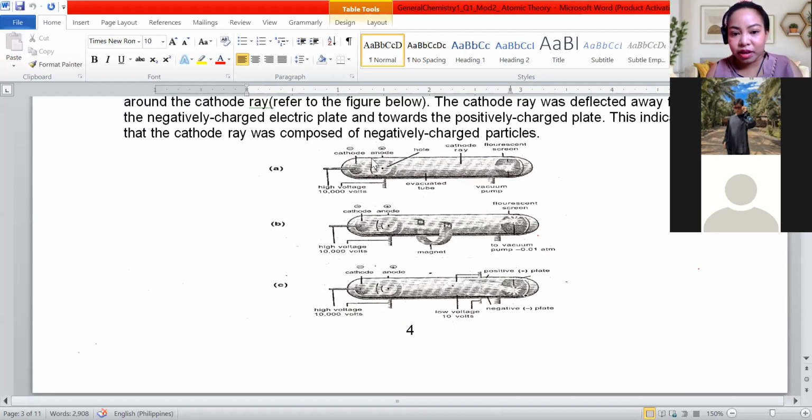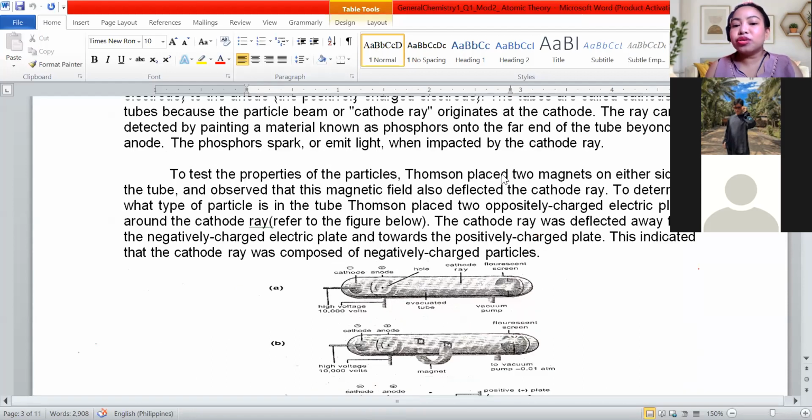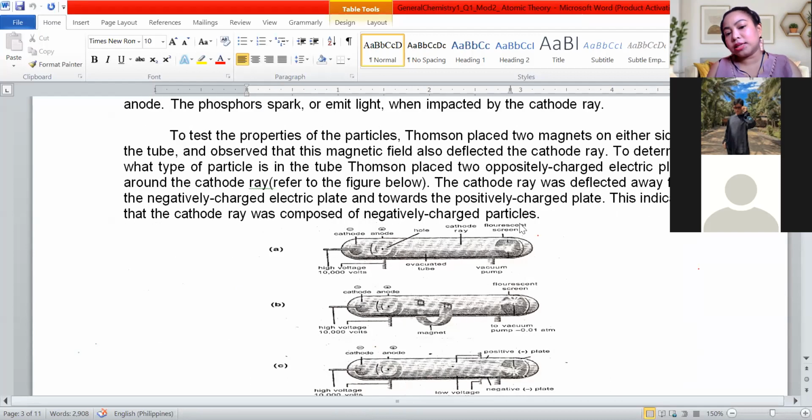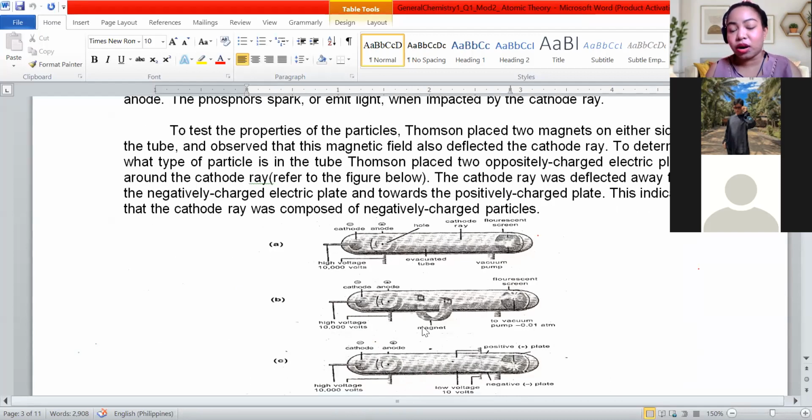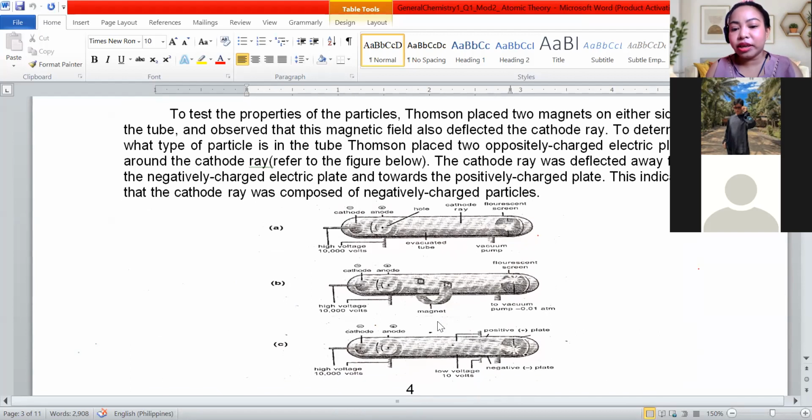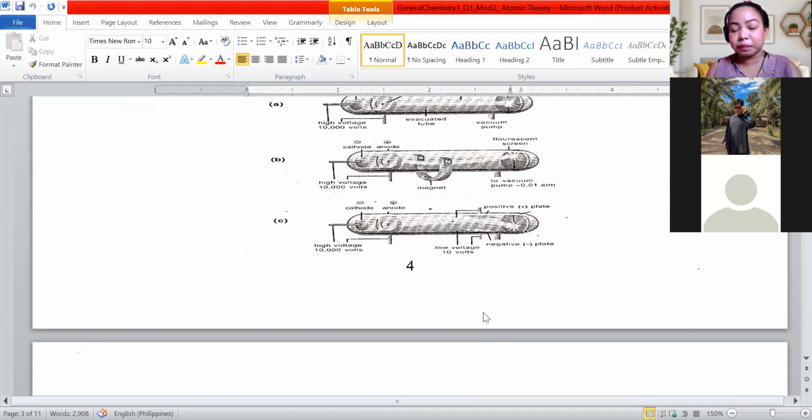It also travels from the anode to this fluorescent screen. So the first thing he did was identify its charge. When he put the magnet, the light bends. So it means the light is affected by the presence of a magnetic field. And because the light is affected by the presence of a magnetic field, it means that the light has a charge.